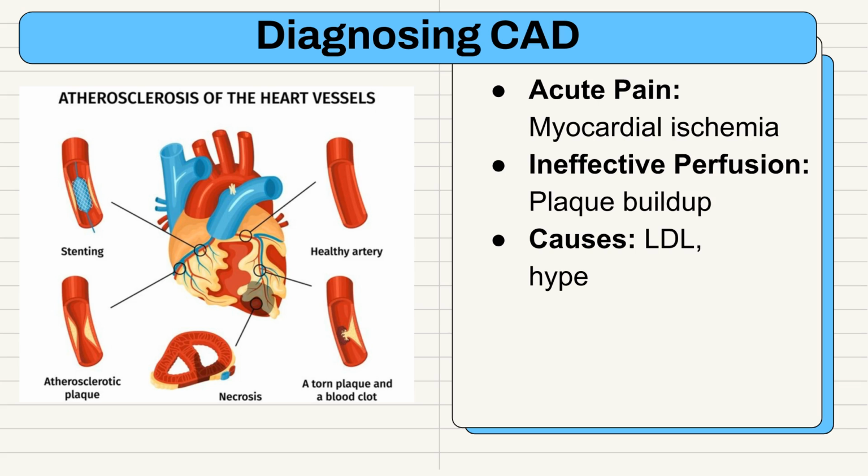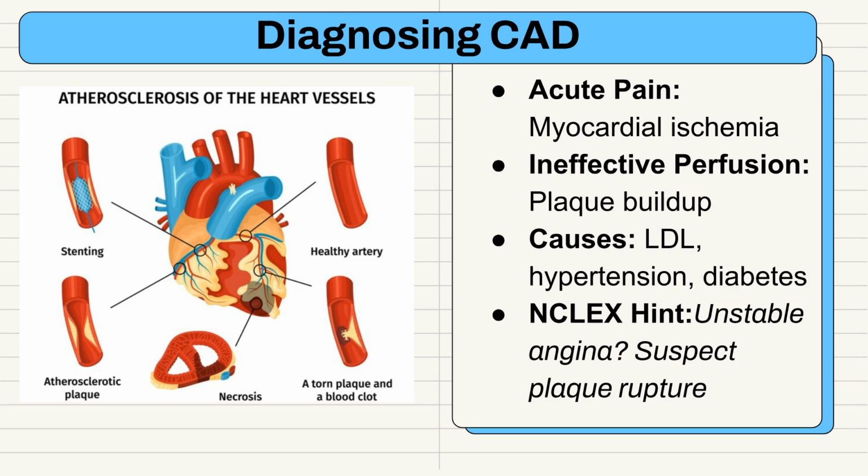Moving to diagnosis. Based on our assessment, we might identify nursing diagnoses like acute pain due to myocardial ischemia or ineffective tissue perfusion from reduced coronary blood flow. For John, his chest pain and elevated LDL cholesterol point to CAD. Key causes include atherosclerosis, where LDL cholesterol triggers inflammation, forming plaques in arteries.